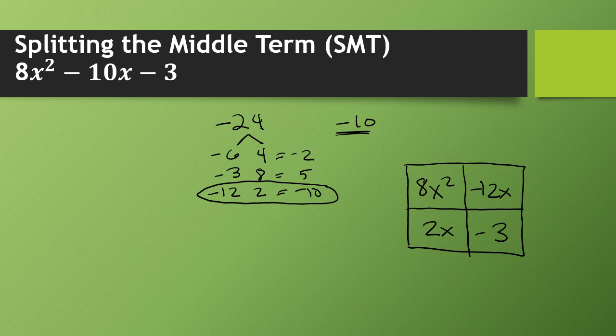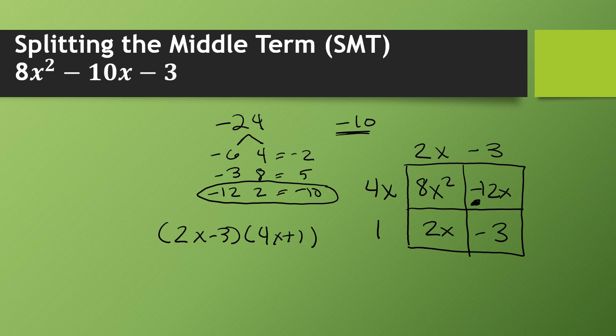I take the GCF of my first row, so 8 and negative 12 have a 4 in common. X squared and x have an x in common. Row 2, 2x and negative 3 don't have anything in common, so I will GCF out a 1. Column 1, 8x squared and 2x. 8 and 2 have a 2 in common. X squared and x have an x in common. Negative 12 and negative 3, since this first term right here is negative, I need to factor out a negative, so I'll factor out a negative 3, and I can't factor out anything else, so this factors out to be 2x minus 3 times 4x plus 1.